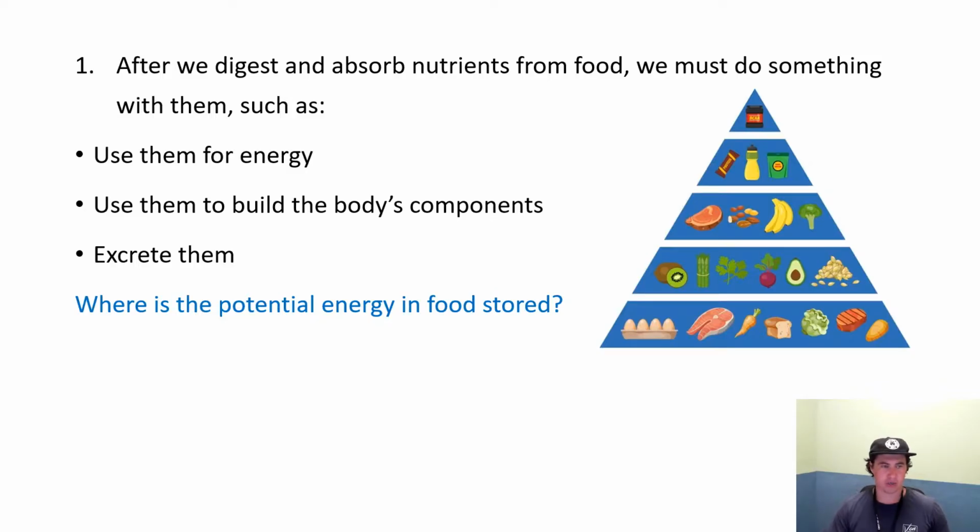Okay, so the first question we have is, after we digest and absorb nutrients from food, we must do something with those nutrients. In the case of our macronutrients, we can use those to generate and reform energy. We can also use our macronutrients and our micronutrients to help build the body's components. And then we also need to excrete any of the unusable nutrients that we don't need. So the question here is, where is this potential energy in food stored?